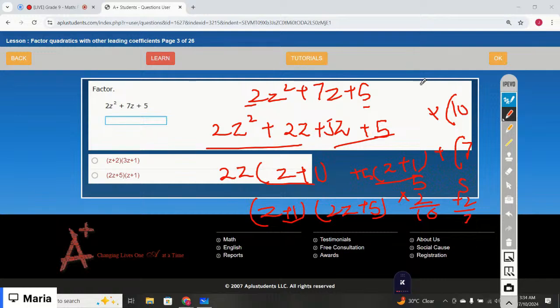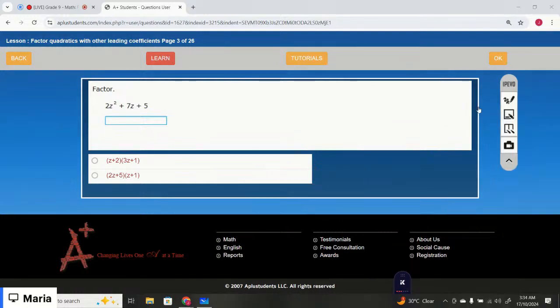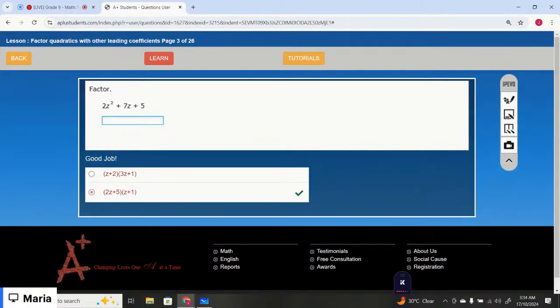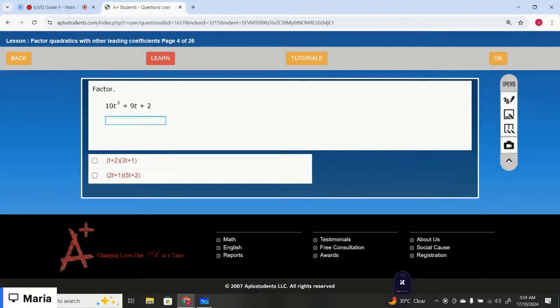Option number 2 is the correct option. That is 2z plus 5 and z plus 1. Okay, for the next one, you have to factor and tell me the answer, right? But a bit quick. 10t square plus 9t plus 2. So which is the correct option?